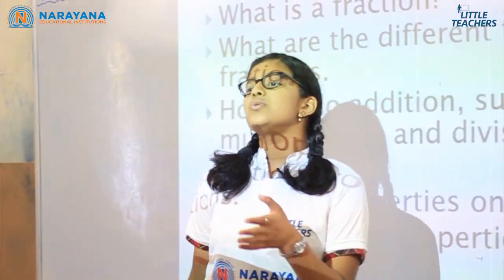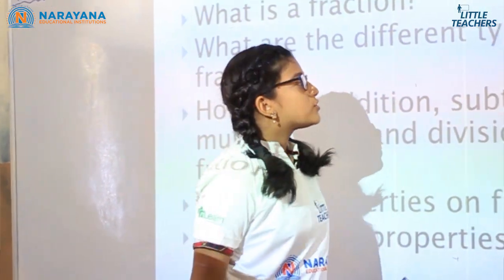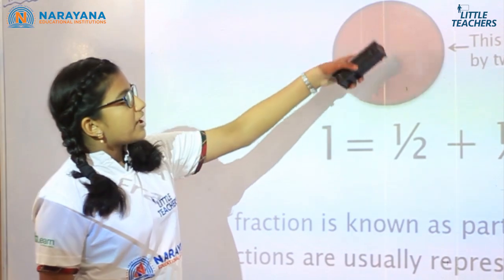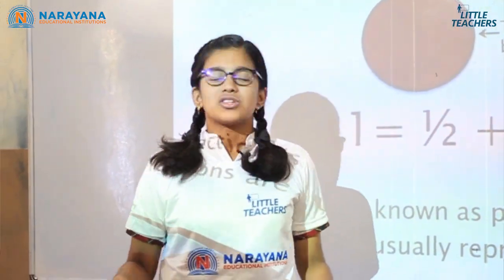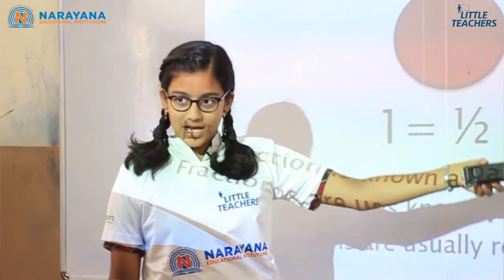So, now let us say that you and your sibling want to share an apple. So, how would you do? You would cut it in half. So, what we would do is we would cut it in half, and this half is known as 1 by 2 or half of the apple. So, now we know that 1 is equal to half plus half.